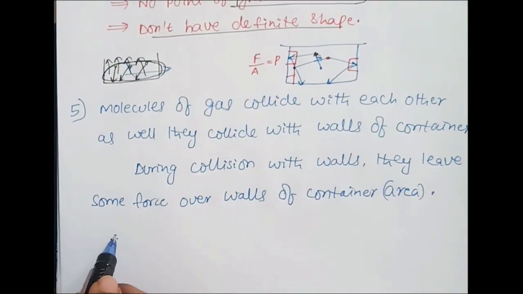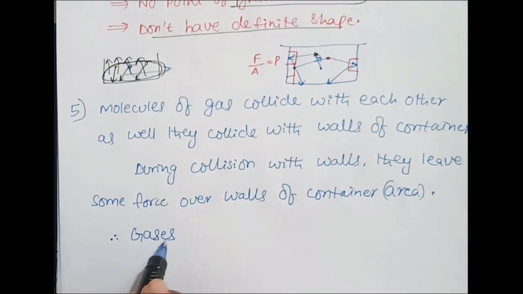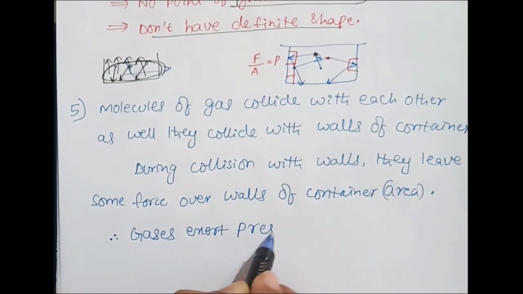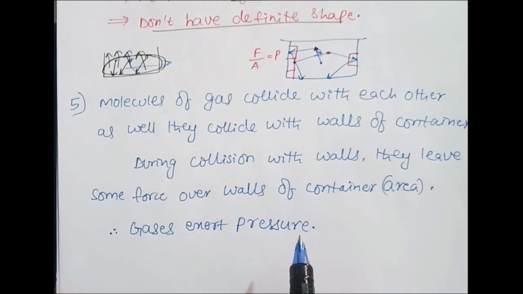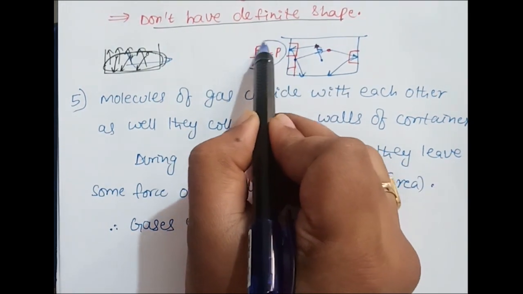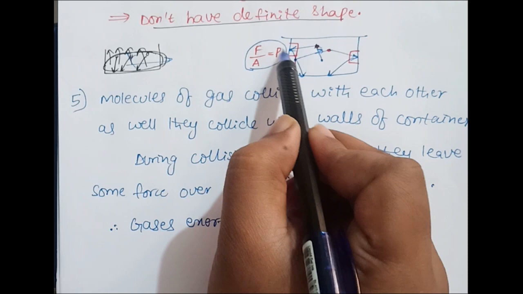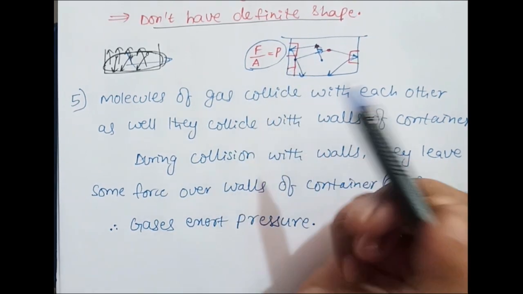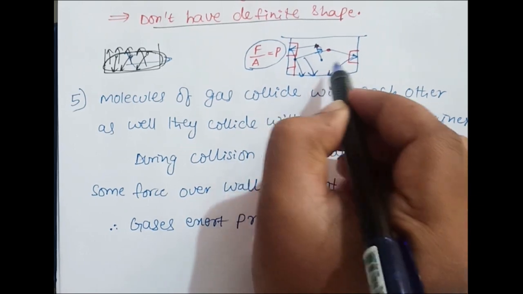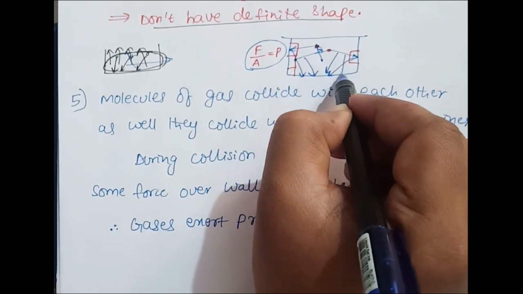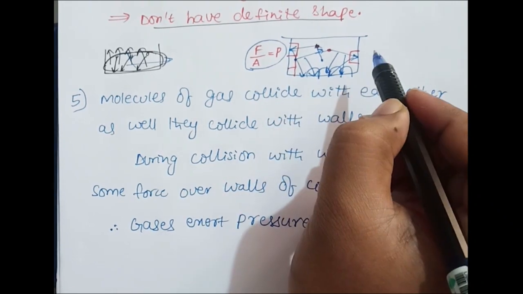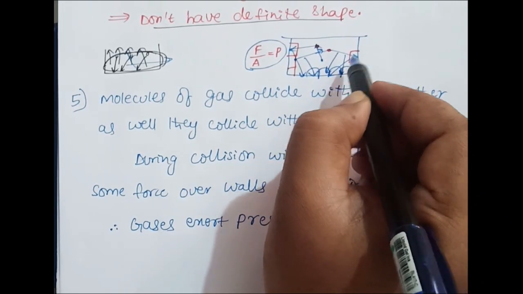Which means gases exert pressure. Why are they exerting pressure? Because they strike the walls of the container and leave some force there. So force per unit area is called pressure. Understood. Suppose the number of collisions with the walls increases, then the force on the specified area increases, which means pressure also increases.